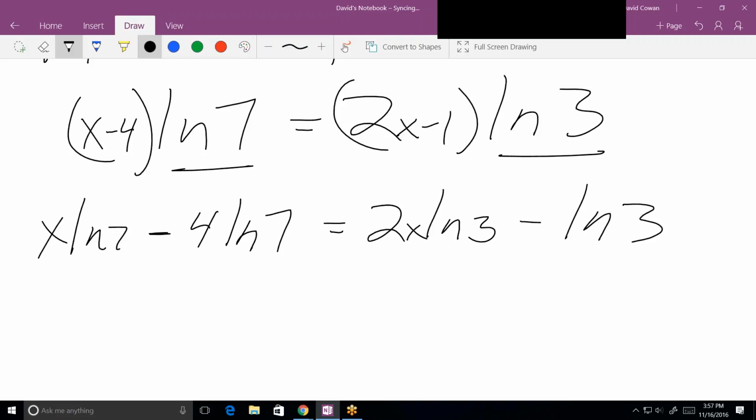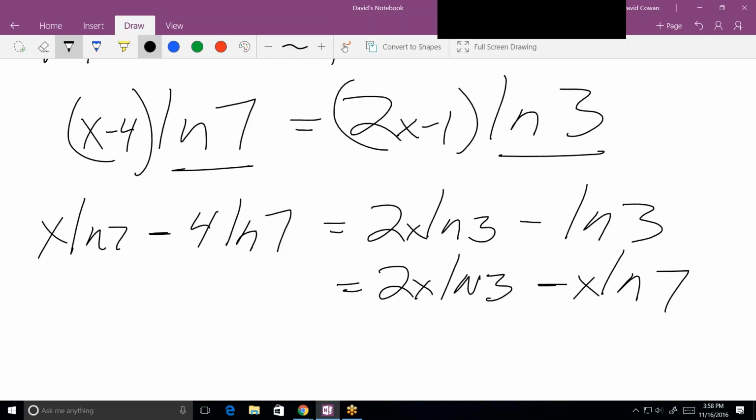Get the x's on one side. Okay, let me take the x's to the right, and I'm going to take everything else to the left. So I got 2x natural log of 3 minus x natural log of 7 equals natural log of 3 minus 4 natural log of 7. With me? Yeah. Now what can I do to the right? I'm trying to solve for x. You can take out an x. Factor an x out.